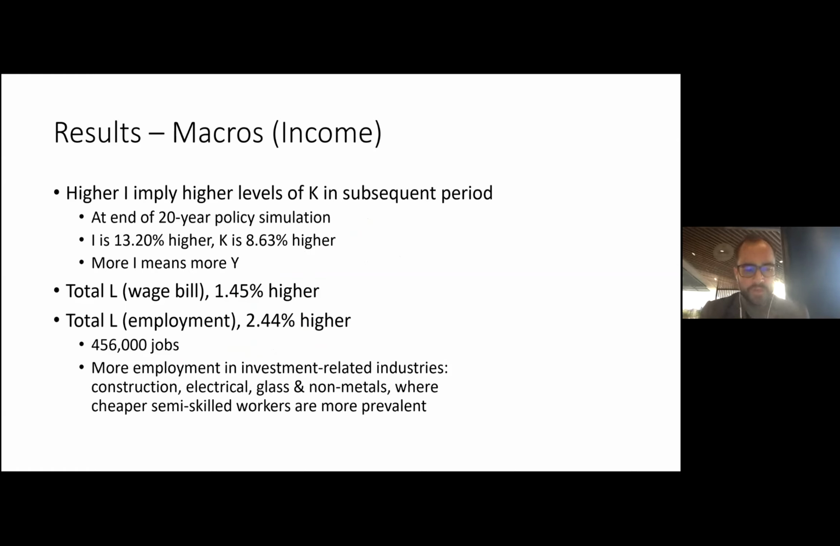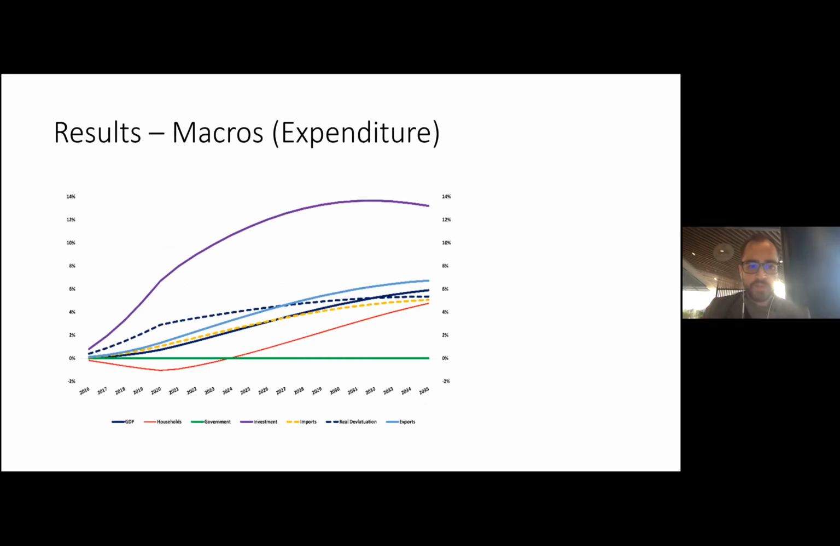The reason why the employment percentage is slightly higher than the wage bill percentage is that these investment-related industries got the bulk of the boost through the construction sector subsidy, or the construction sector itself, of course, the electrical sector, and then glass and non-metals. And these industries have cheaper semi-skilled workers, so they could, of course, employ a bit more. That's why the 2.4% is a bit higher than the 1.45%. Then the results on the expenditure side: here everything is more or less around the same level.